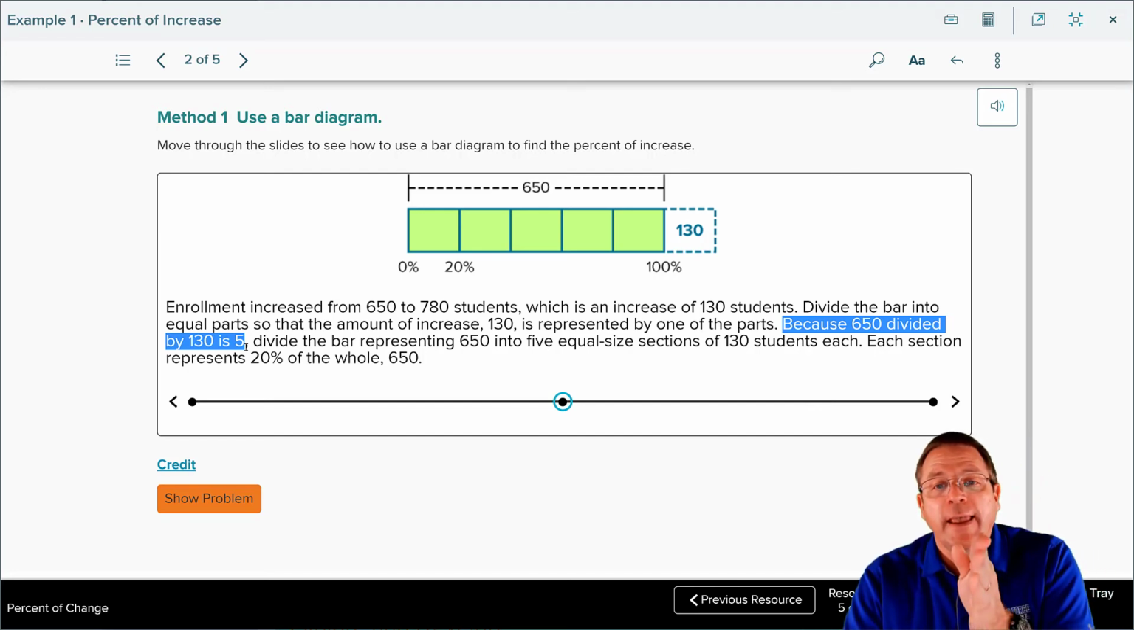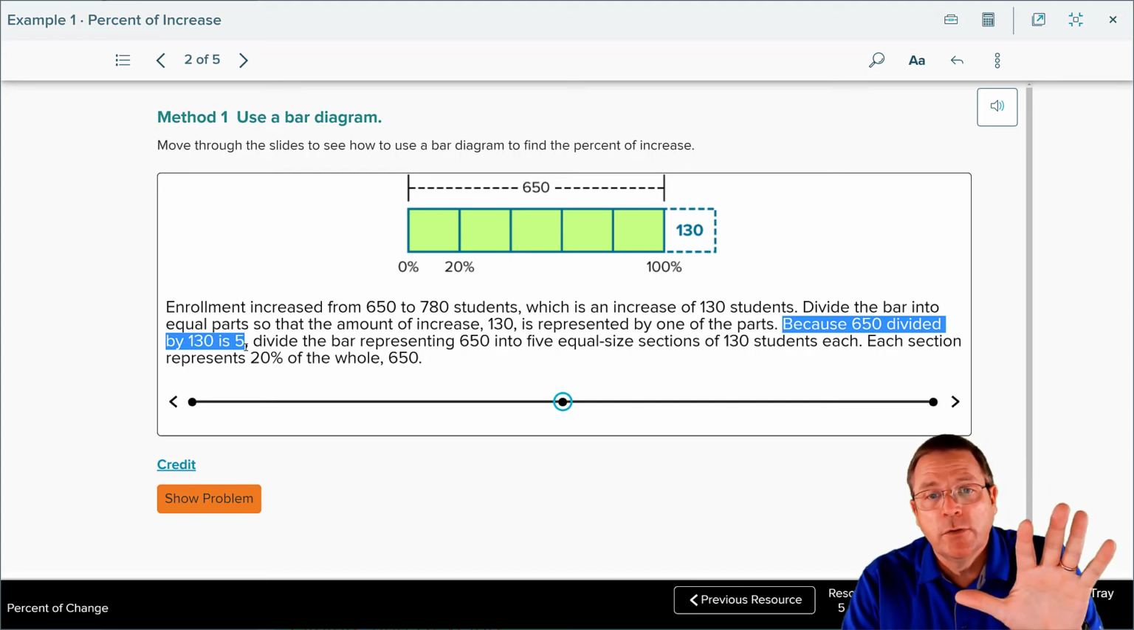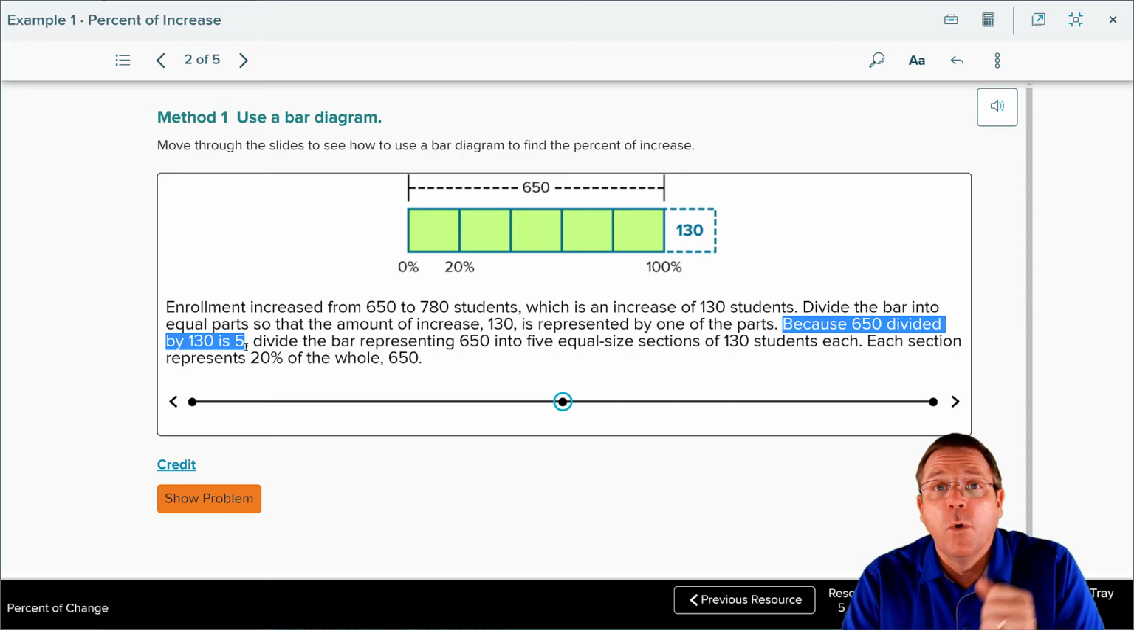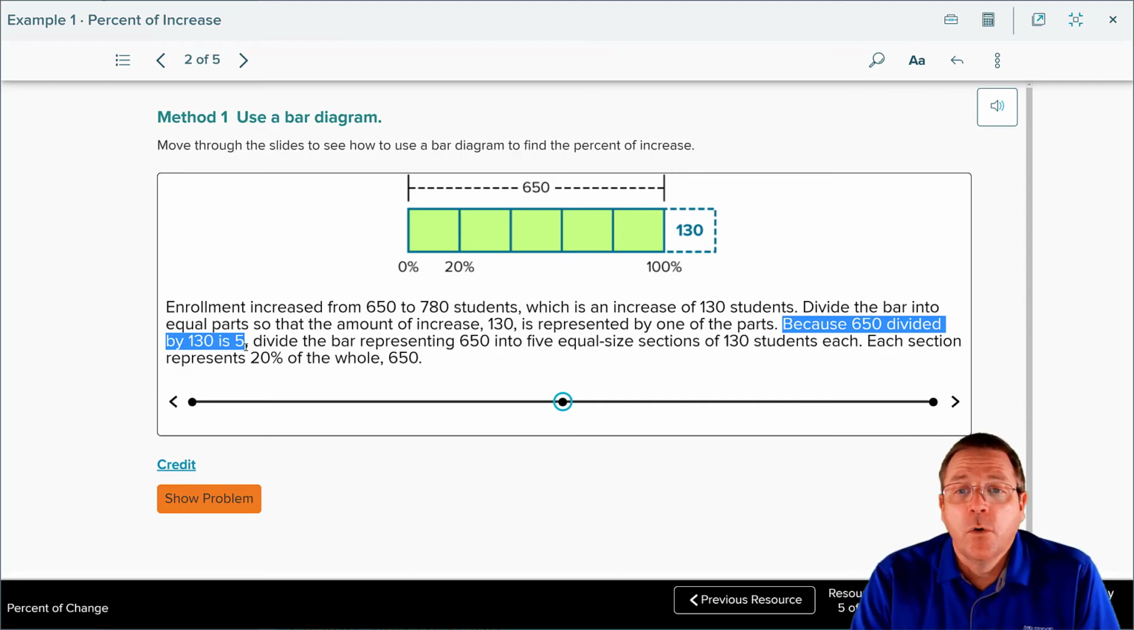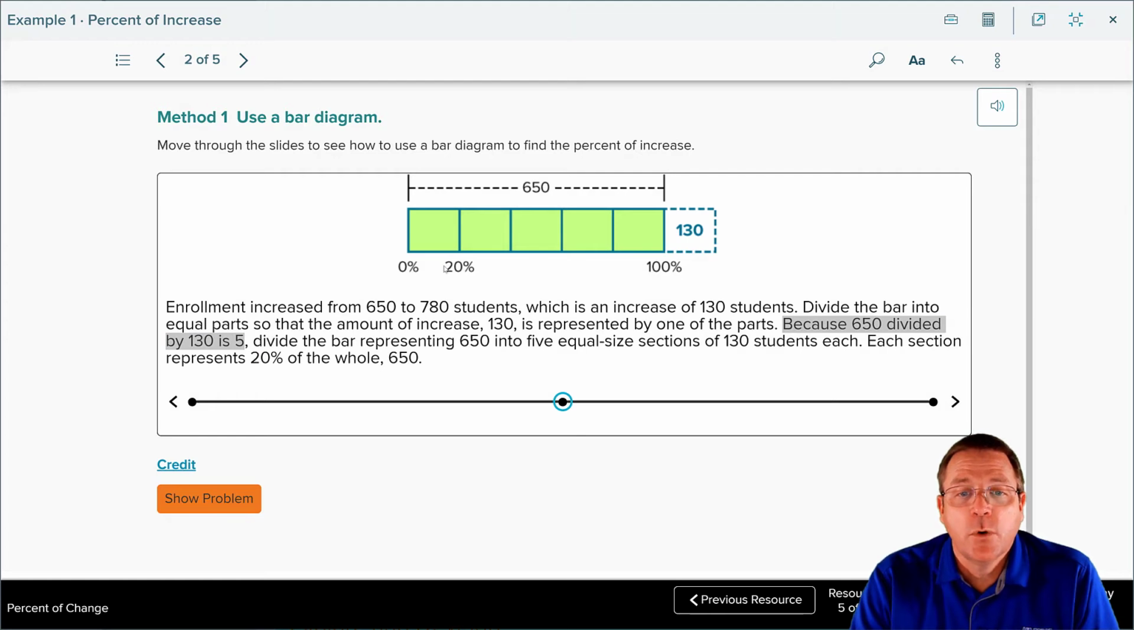That told them they had to divide their 100% bar graph into 5 equal sections. Each one of those sections represents 130 students. And of course, 100 divided by 5 is 20, and that is where this 20% came from.